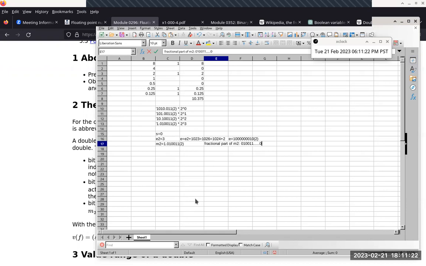Okay, so I think we got all the components now. Let's take a look at what we get when everything is put together. The most significant bit, which is the sign bit, is a 0. We figured that out already. The next 11 bits are E, which we have also figured out here, which is 1 followed by a bunch of zeros and then a 1, 0.